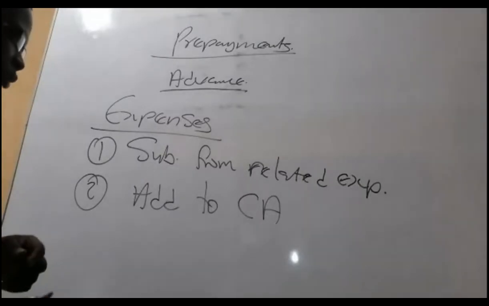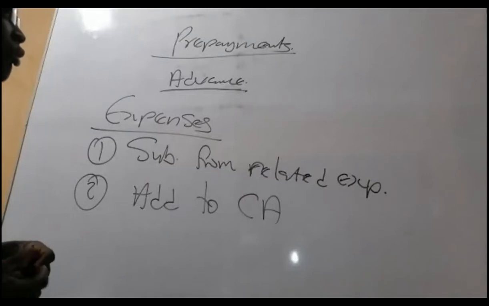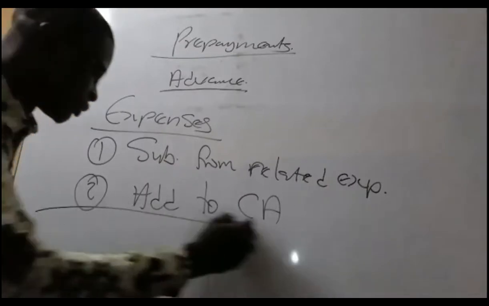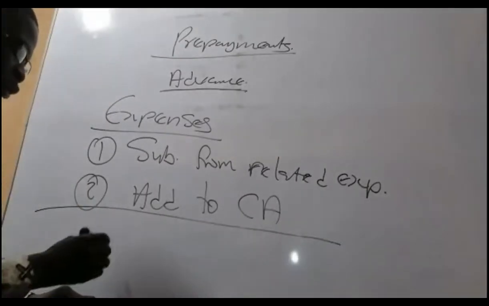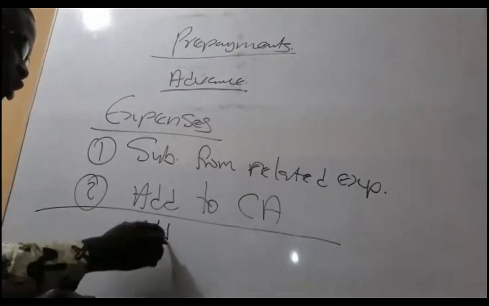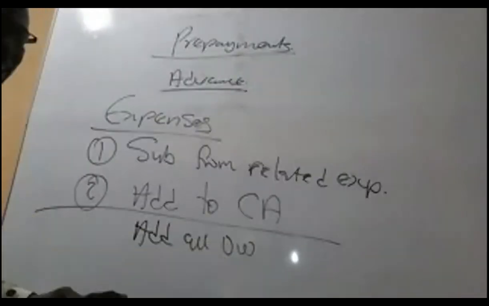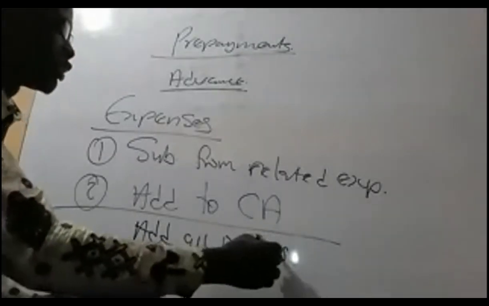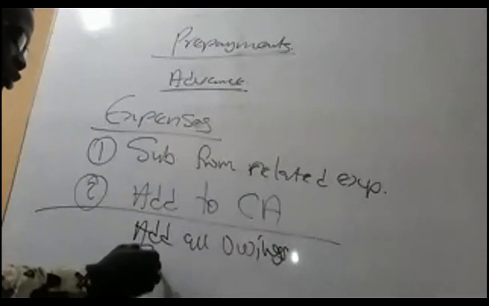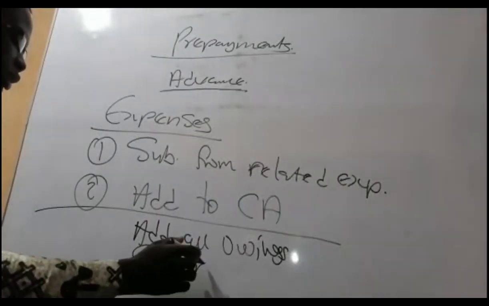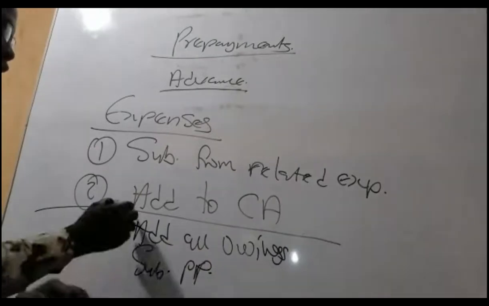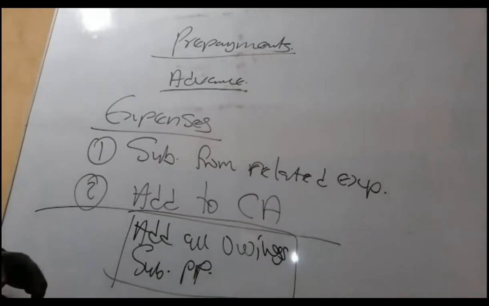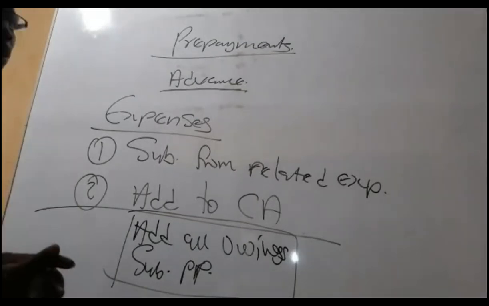In short, say add all owings and subtract prepayment. So add all owings, whether expenses or revenue. Add all owings or accruals and subtract prepayment. Good. That's the shortcut that we normally use. Good. I'm done with the accruals and prepayments.